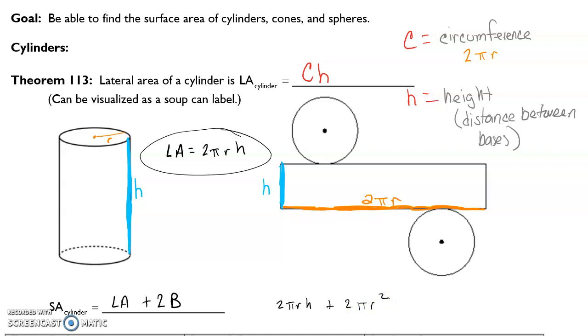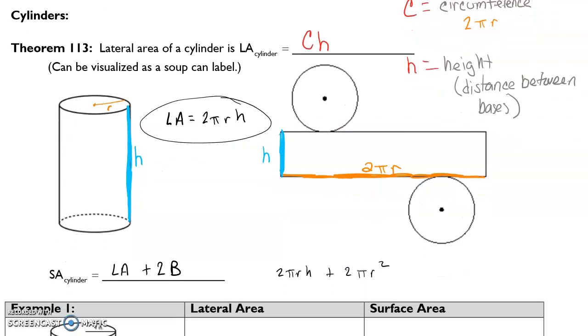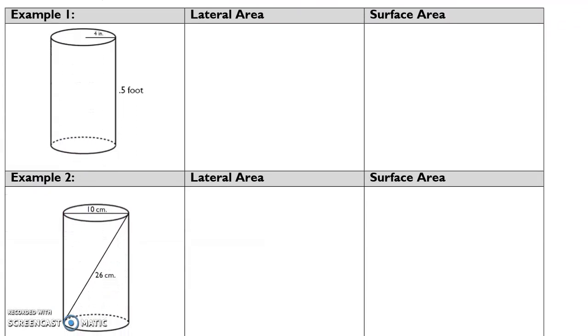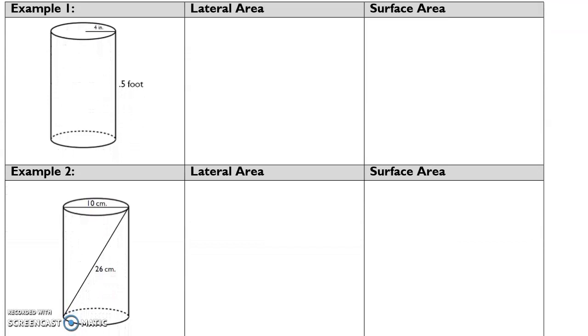Go ahead and take that introduction and give examples 1 and 2 a try. Find the lateral area and surface area. Press pause, try the problems, check out the answers.